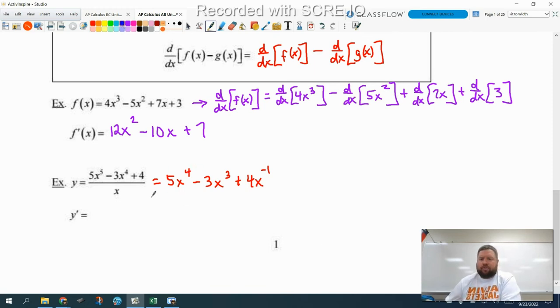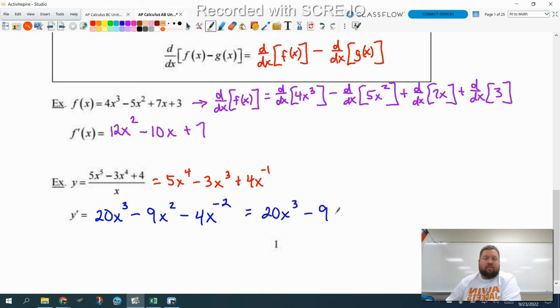So the first two are pretty standard. You just multiply by 4, subtract 1 from the exponent, multiply by 3, subtract 1 from the exponent. The last one is a little tougher. You multiply by negative 1, so I get negative 4x, and then subtract 1, and you get negative 2. And then just like with the t up there, we can't leave our negative exponent, so we get 20x cubed minus 9x squared minus 4 divided by x squared. That would be our derivative right there.